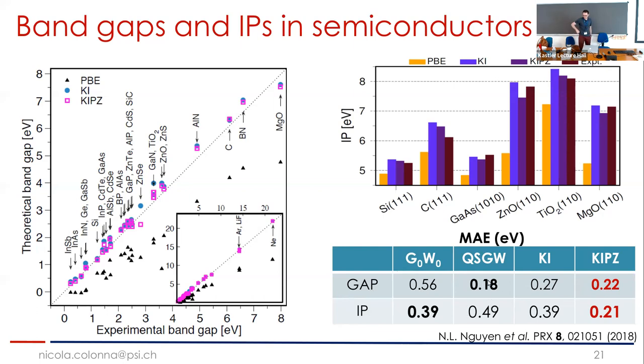So quasi-particle self-consistent GW gives a very good estimation of the band gap, but the absolute position of the band edge is not very accurate. And the opposite is true for G0W0, so non-self-consistent GW. And it's quite impressive and remarkable that KIPZ can do both jobs at the same time with the very same level of accuracy.